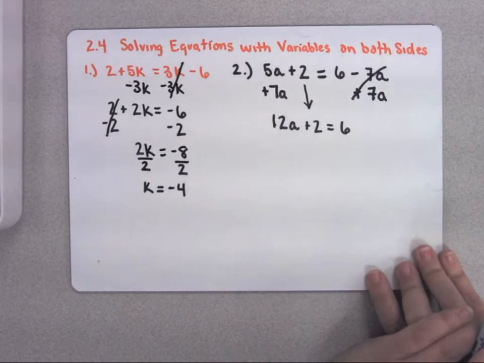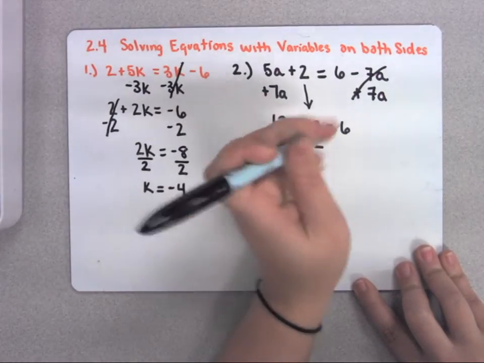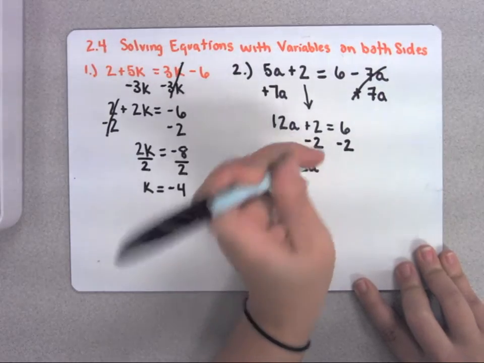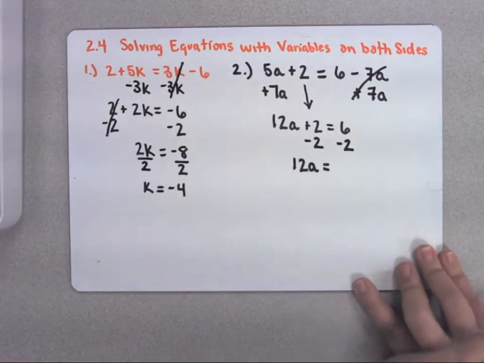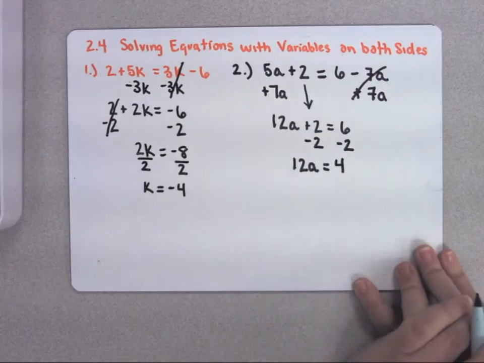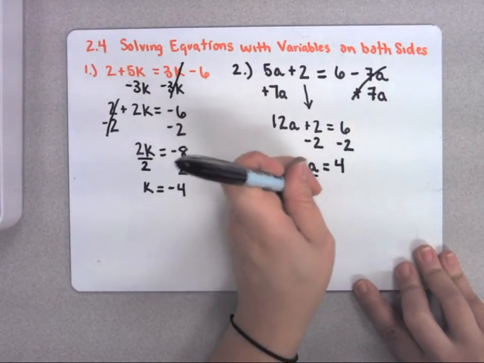Look at where I'm at. What am I going to move first to slowly get a by itself? Correct. 12a equals, what's 6 minus 2? 4. Gage, what do I do to get a by itself? Divide both sides by 12.